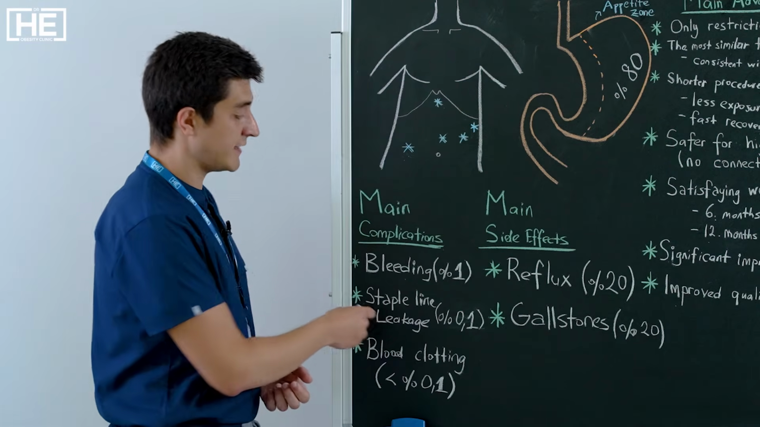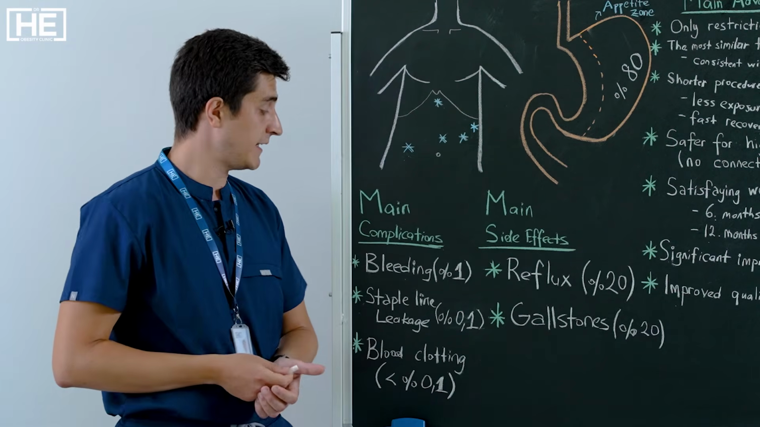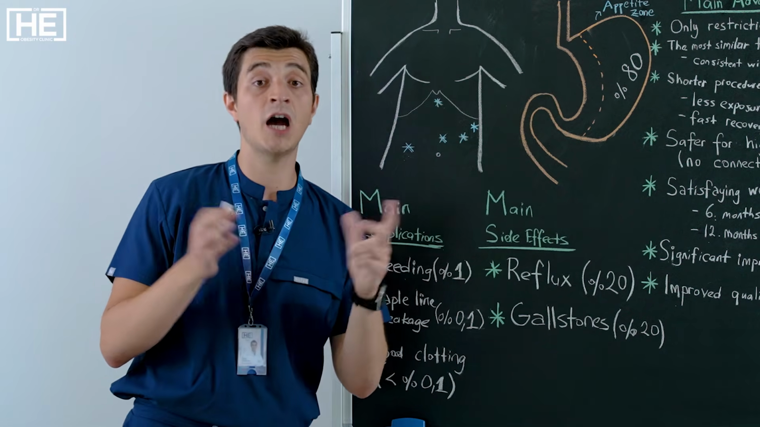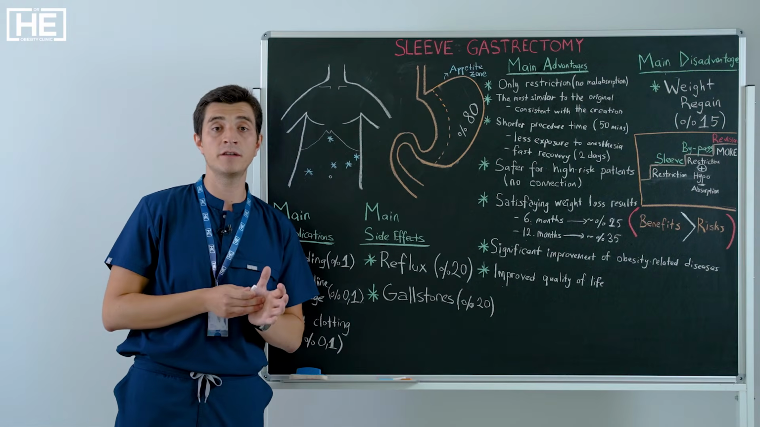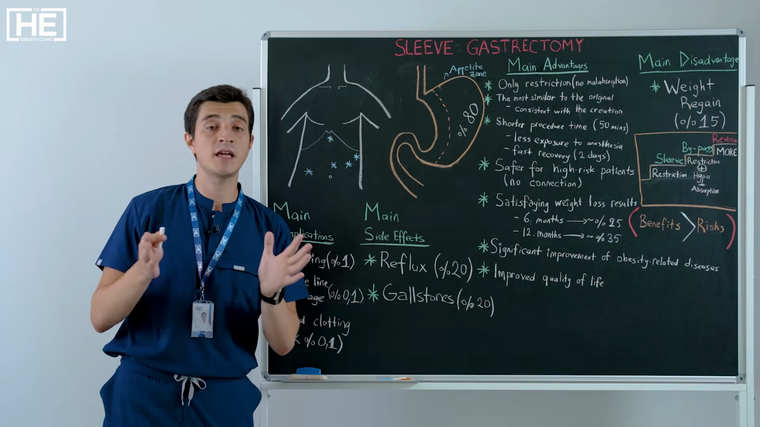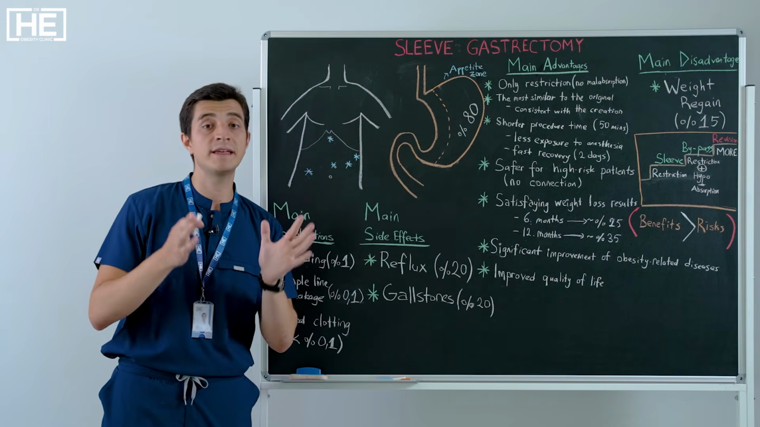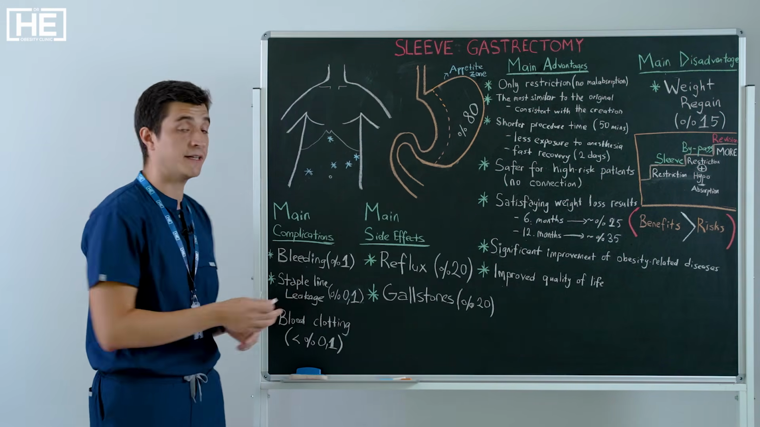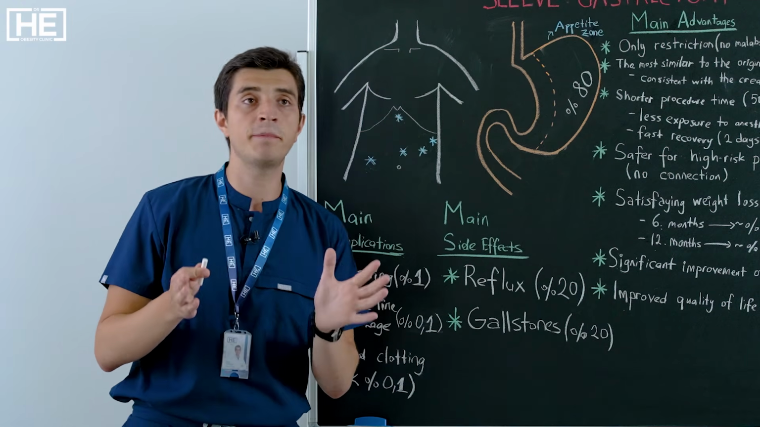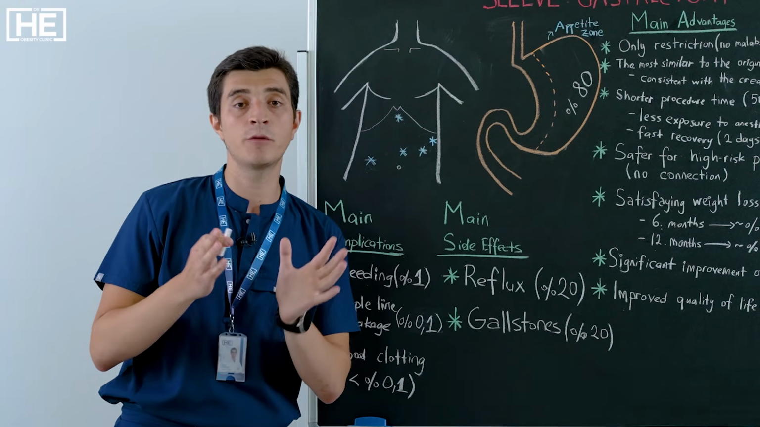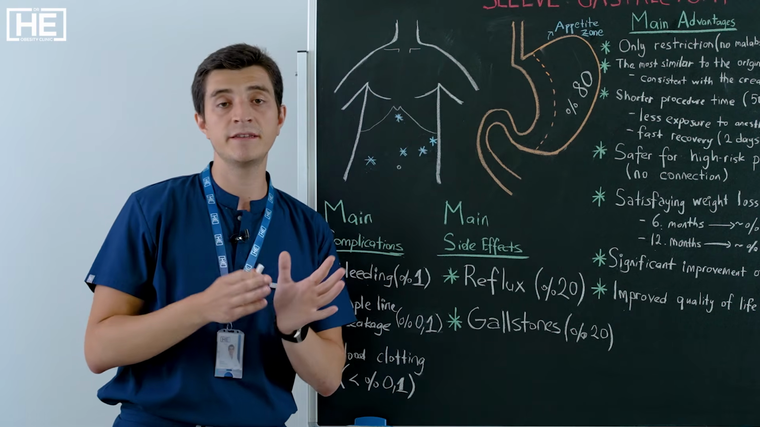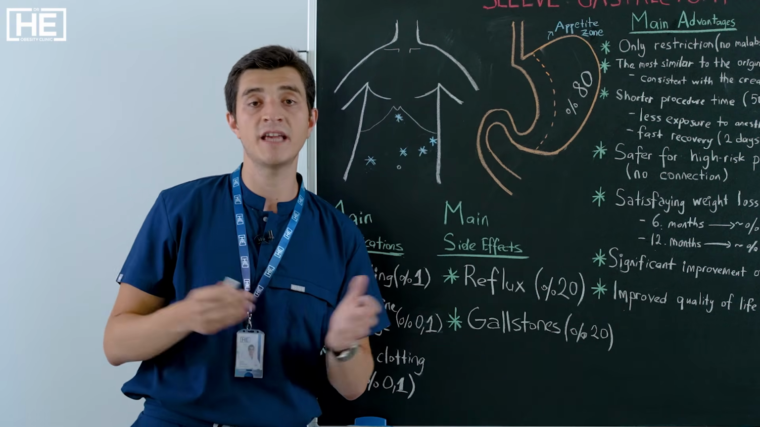The second is the staple line leakage. It can be seen in one patient in 1,000 patients. When we look at our database, in the last 6,000 patients, we see only 6 patients with staple line leakage, and its therapy includes endoscopic treatment models. Generally, there is no need for a second surgery.